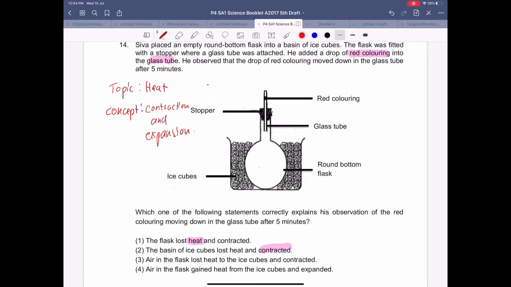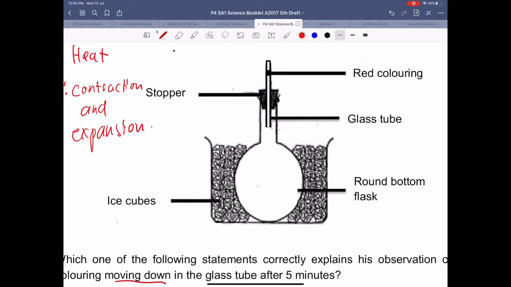So they ask you, how come the coloring moved down the glass tube after 5 minutes? Okay, now you need to understand that this is ice cubes. Now in order for this drop of red coloring, I'm going to zoom in, to actually go downwards, you first must understand what is preventing it from going downwards. Then you'll be able to answer this question already.